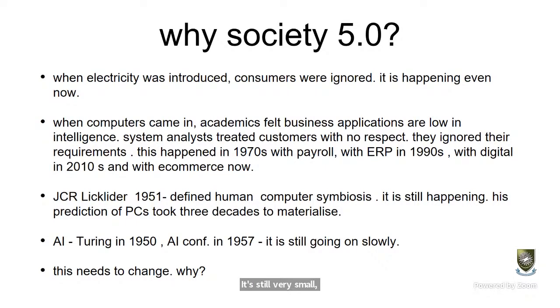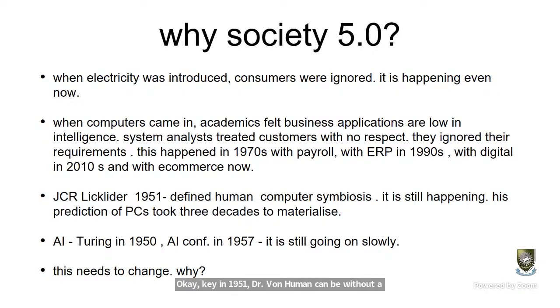That's one of the reasons why we want this. As I said, when computers came in, the industry went into the data processing business, and academics felt that's a dirty job, not something academics should touch. That's the kind of situation we have. The same thing happened, and the caste system in this is still very strong. Then I want to tell you something here. There is a person by the name of Licklider. In 1951 he talked about human-computer symbiosis.